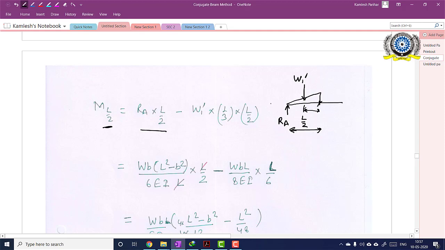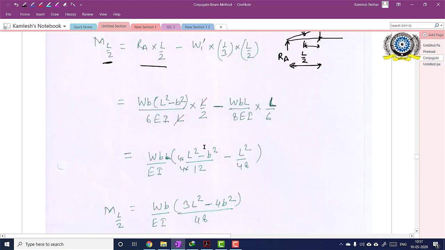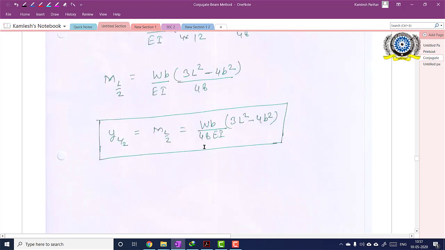There is 1 by 3 of L by 2. Okay. Now it's again plain simple mathematics. On solving, what you will get? You will get that y at L by 2 is M at L by 2, and it is coming out to be WB upon 48 EI times (3L square minus 4B square). Okay. So this portion is also over. This is our answer. Now what is left?